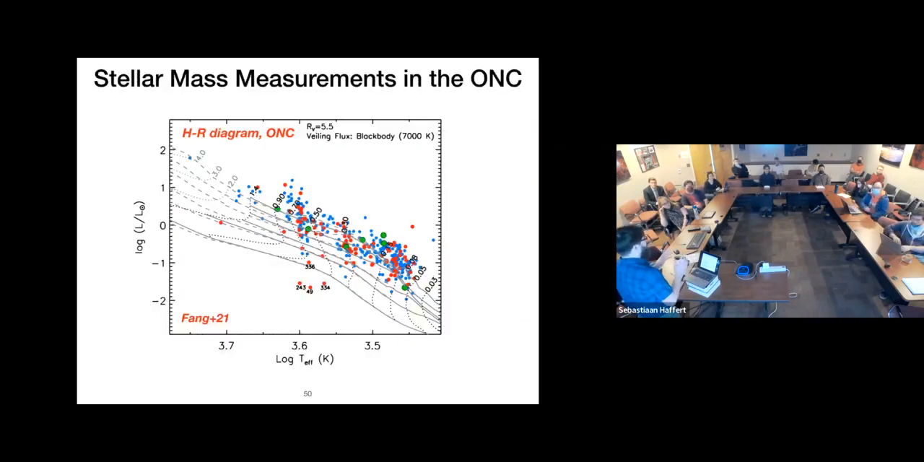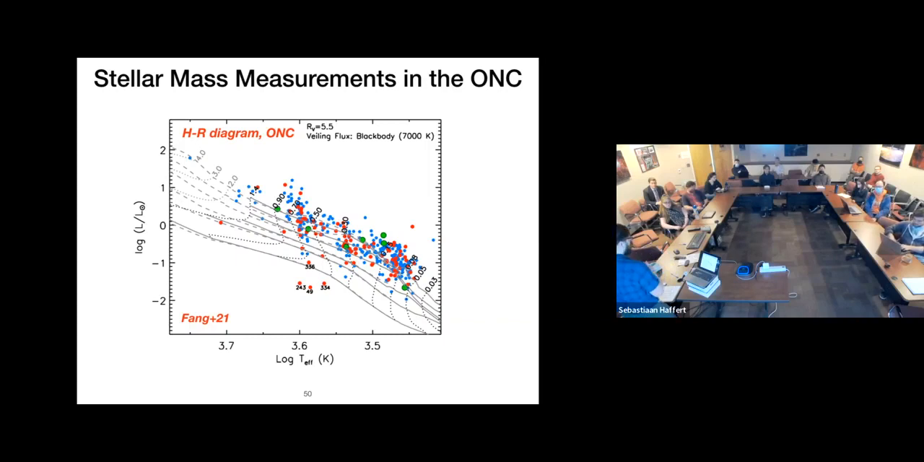So before I talk about some of the new work that I'm leading with the VOA, I want to highlight one last interesting aspect that came out of this chemical disk modeling, and it pertains to direct measurements of stellar mass in the ONC. So typically, how we measure the masses of pre-main sequence stars is we take measurements of their effective temperature and their luminosity, and we compare these quantities with the values predicted by models of pre-main sequence stellar evolution.